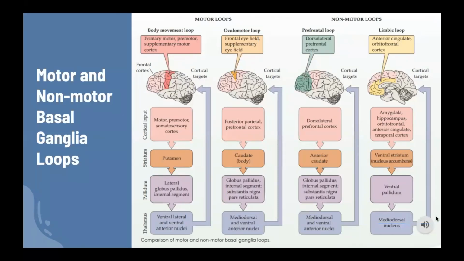This figure shows the differences among the motor and non-motor loops that affect the basal ganglia. The disruption of these loops that cause damage is likely to develop cognitive disorders in addition to Huntington's disease and Parkinson's disease, such as Tourette syndrome, schizophrenia, obsessive-compulsive disorder, depression, and chronic anxiety, which result in the disruption of these specific loops.